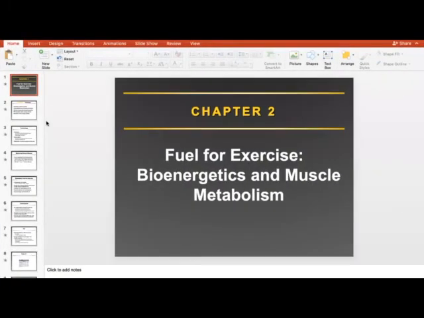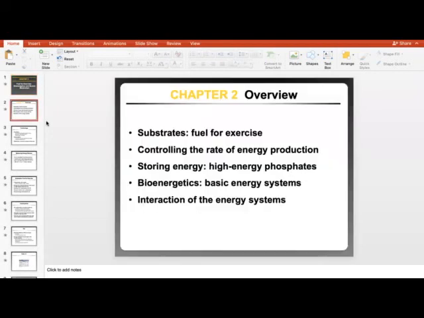All right, so we started with the beginning of chapter 2. We're talking about fuel for exercise. The fuels for exercise are called substrates. The three main substrates that we're talking about are carbohydrate, fat, and protein. The way that you want to think about it is carbohydrate is gasoline. Protein is like metal. It's what you would make the car out of.